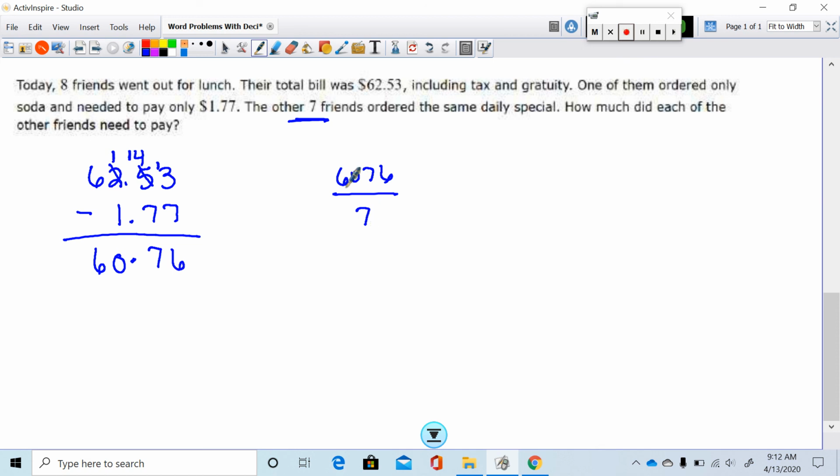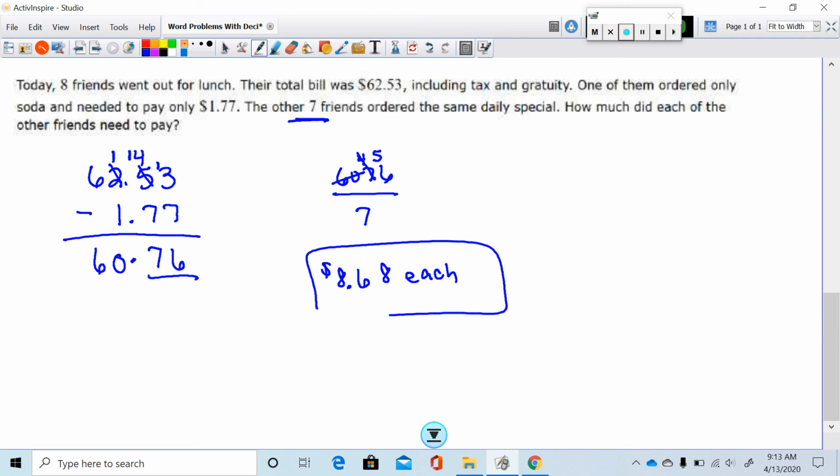So 7 goes into 60 8 times. 8 times 7 is 56. You had 60, so that's 4 left over. 7 goes into 47 6 times. 6 times 7 is 42. You had 47, so that's 5 left over. And 7 goes into 56 8 times. 2 numbers after the decimal, $8.68 each. That's how much the other 7 people have to pay.